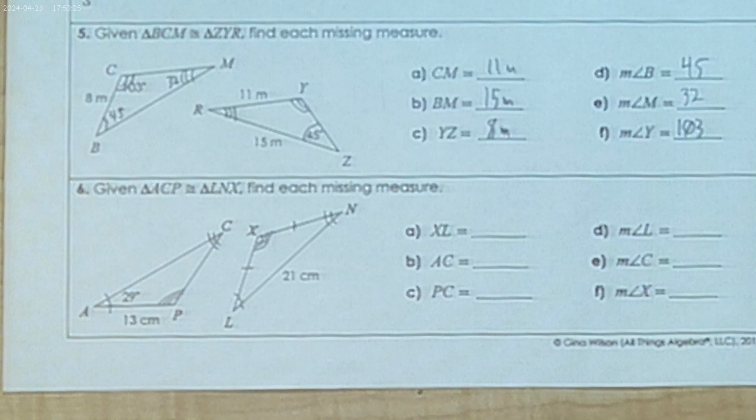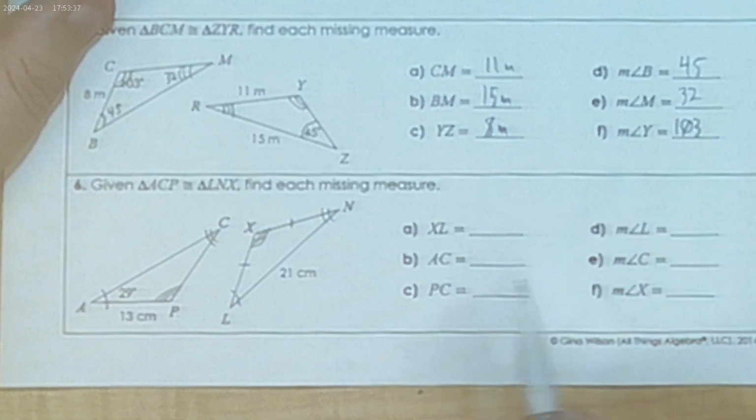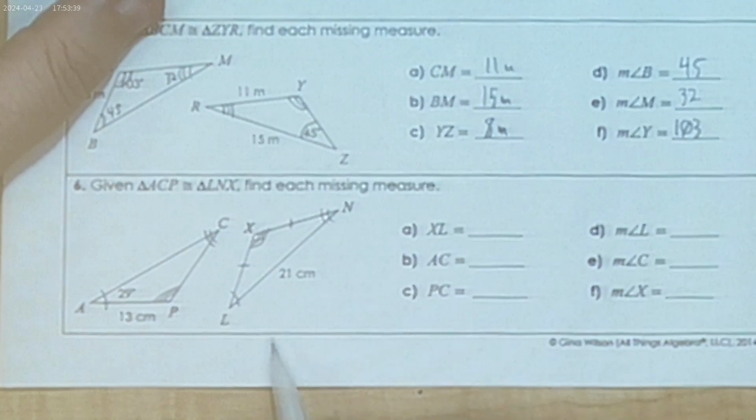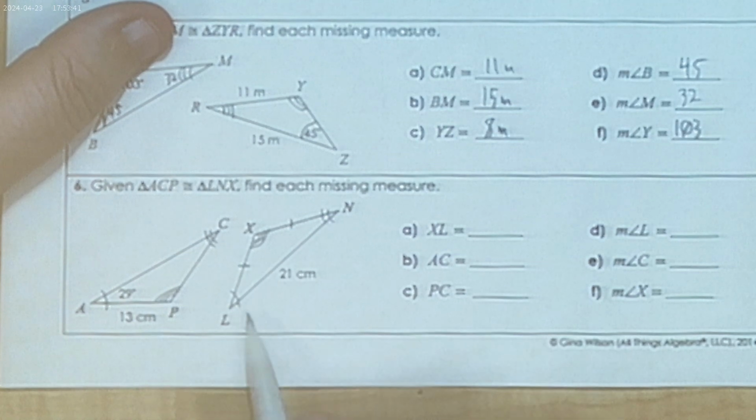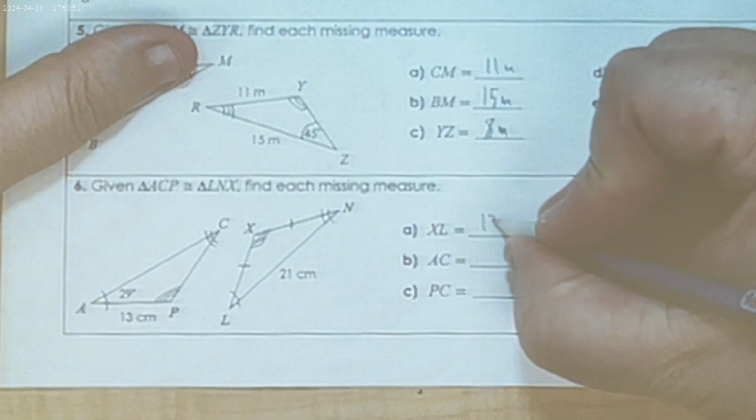If we still have to include a shared side with our proof statements, then we have to include an obtuse angle with our reference angles. So let's see, I've got XL, which is between reference angles 1 and 3. Well, between reference angles 1 and 3 over here is 13 centimeters. So that means XL is 13.